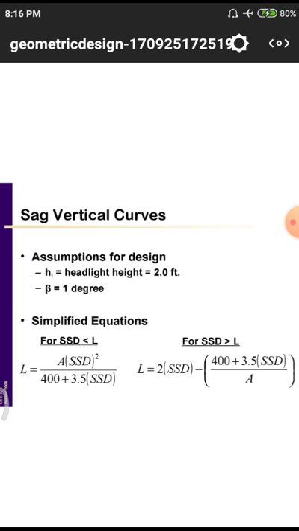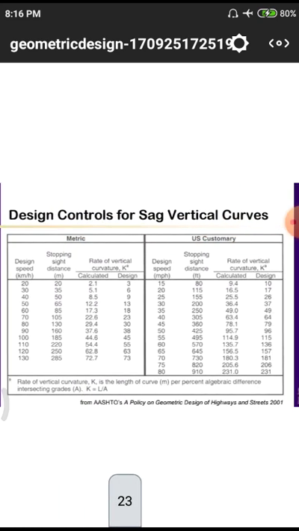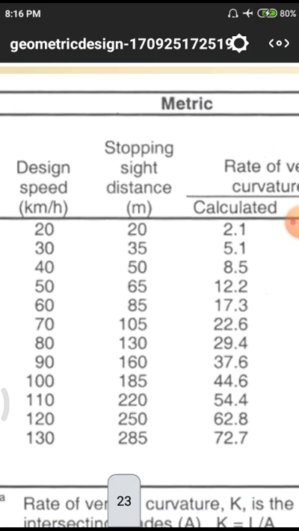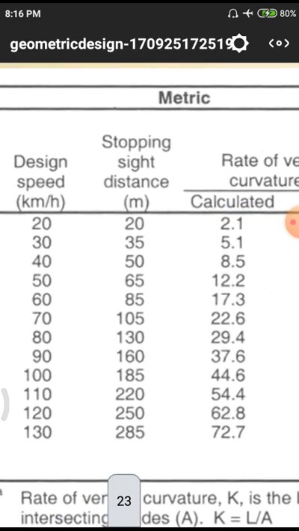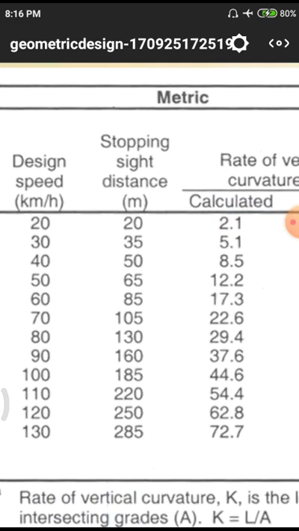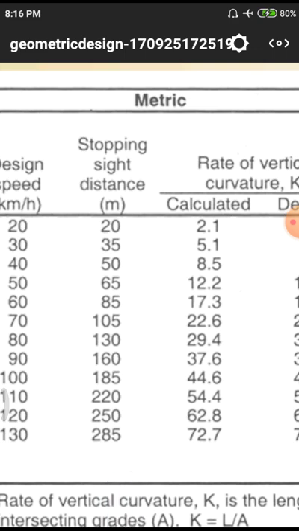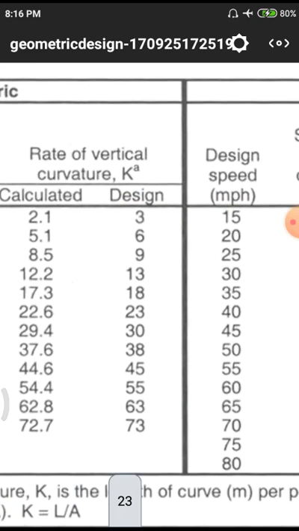Normally in those two conditions, hogging and sagging, this SSD and A are involved. Simply the numerical values change. So here the K value, that means constant K equal to SSD square by 400 plus 3.5 SSD, for L less than. For these conditions also we are having particular graphs with respect to Indian conditions and foreign conditions. Indian means normally in metric we have to observe 20, 30, likely up to 130. That means 20 is related to village roads, 130 related to expressways. This is the stopping sight distance in terms of meters, and the calculated values of K.